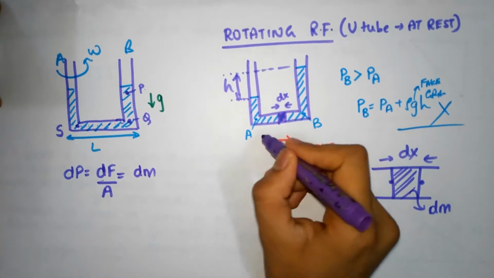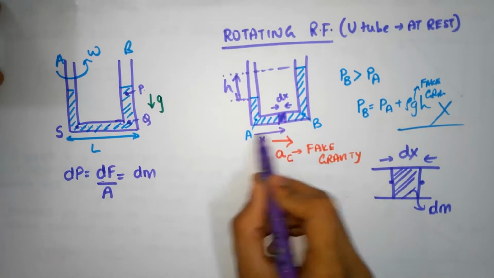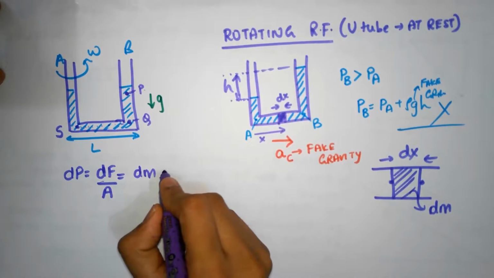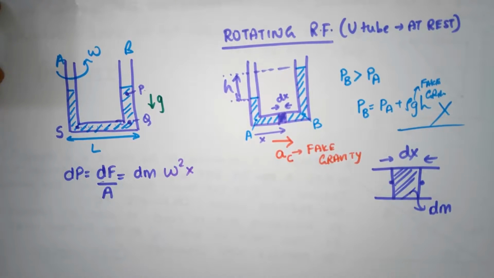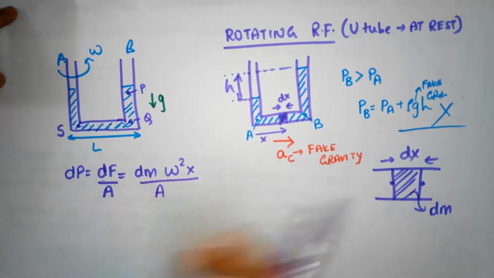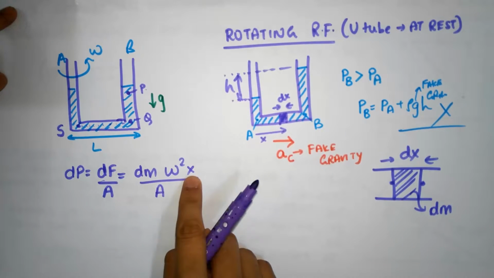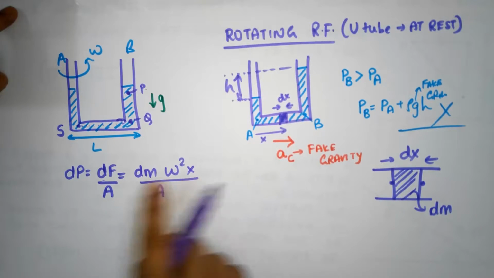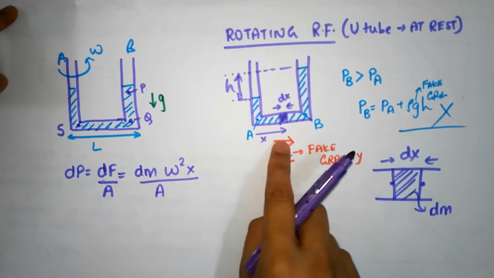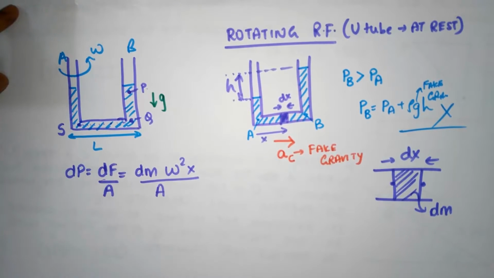Now what's the acceleration over here? Let's call this distance x. I actually forgot to mention that: this is dx, this is x. Then the acceleration at that point will be omega squared times x, and dp is this times dm divided by A. Now as the x value keeps changing, the dp will also keep changing because the acceleration keeps changing. Can you see that? As x increases, dp keeps increasing.